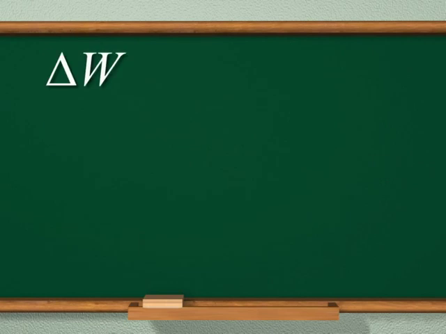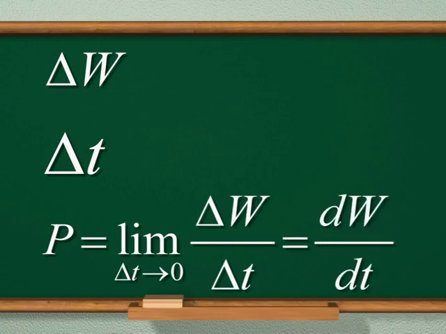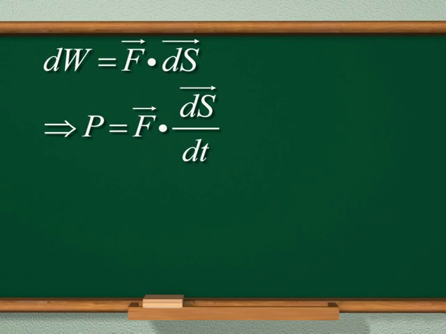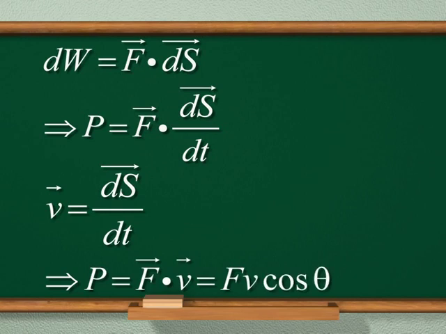Now, if delta W is work done in a small interval delta t, then instantaneous power is defined as P equals limit delta t tends to 0 of delta W by delta t, which is equal to dW by dt. Since the work done for a small displacement ds is given by dW equals vector F dot vector ds, this implies P equals vector F dot d vector s by dt. Since the instantaneous velocity of the particle is vector v equals d vector s by dt, this implies P equals vector F dot vector v, which is equal to Fv cos theta.